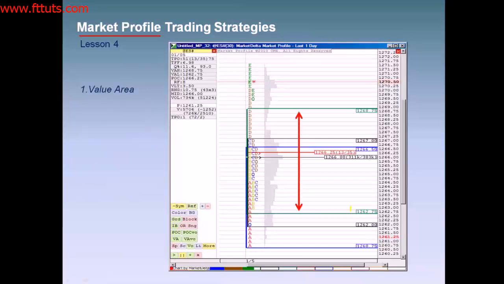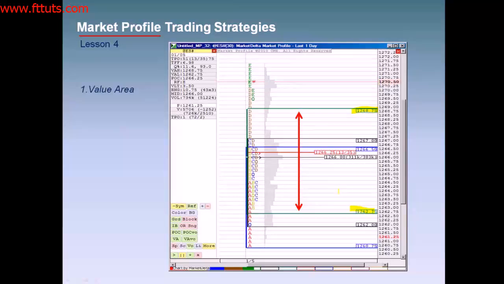The bottom limit on our value area that we see is 1262.75, and the top limit is 1268.75. The reason I want to highlight these numbers for you is they're going to become important reference lines for us. So it's not just enough to be able to identify the value area, but you need to also be able to identify the parameters of the value area, where it is at the extreme at the low and where it is at the extreme at the top.